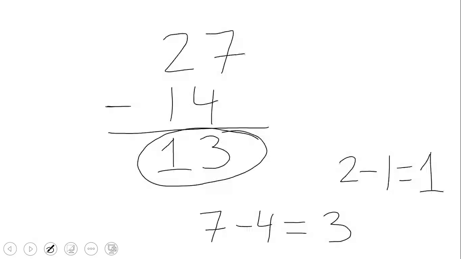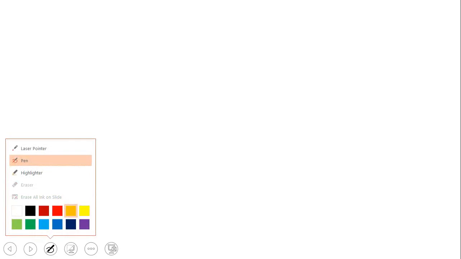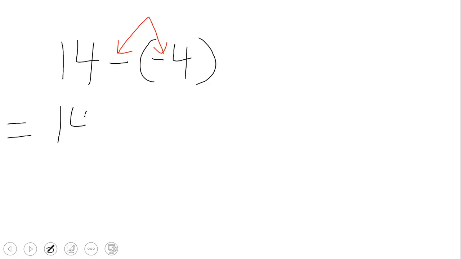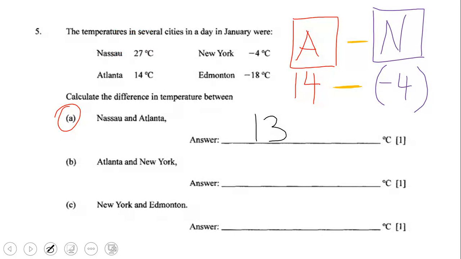And let's consider that. Let's consider -14 minus -4. Okay? Note that a negative multiplied by a negative is indeed a positive. So we have -14 plus 4. And -14 plus 4 is indeed -10, with a difference of 10. So we go to 5b and we write the answer. So the difference in temperature between Atlanta and New York is indeed 10 degrees Celsius.